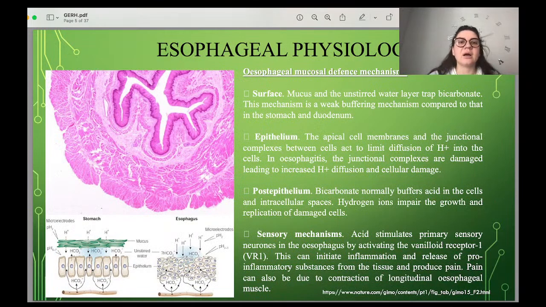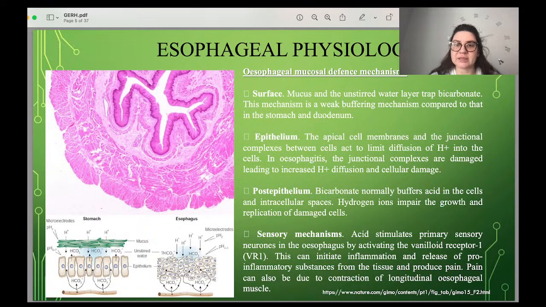Esophageal physiology. To prevent damage of the esophageal mucosa, there are physiologically some mucosal defense mechanisms. What mechanisms do we normally have in the esophagus? First of them is the surface mucus and unstirred water layer that trap bicarbonate. This mechanism is a weak buffering mechanism compared to that in the stomach and duodenum.